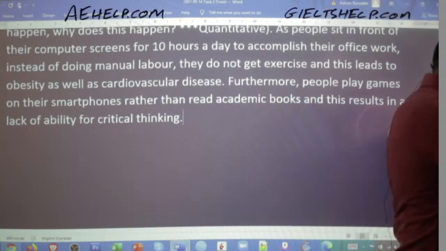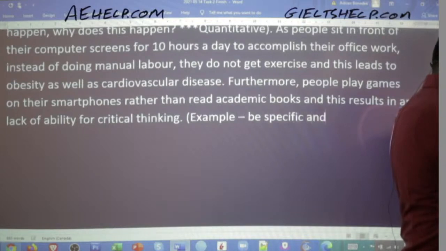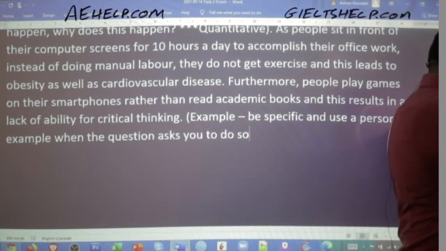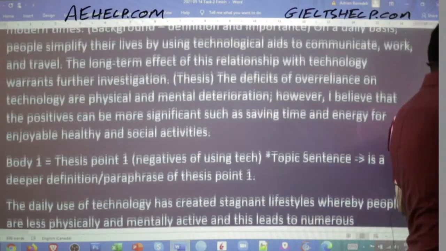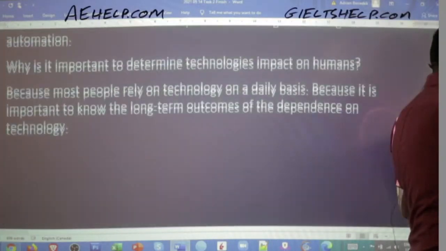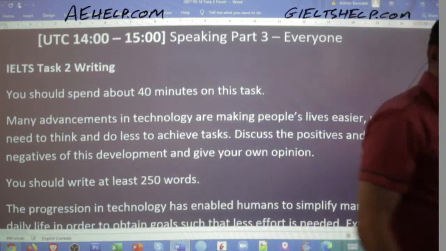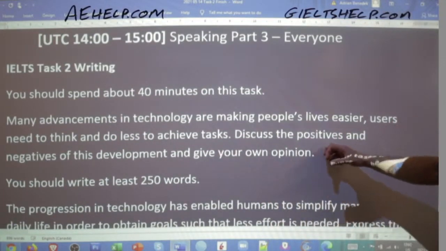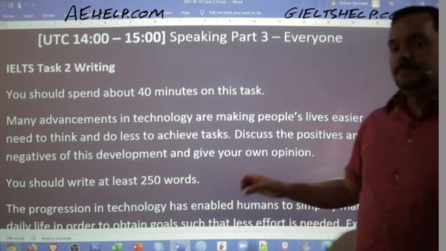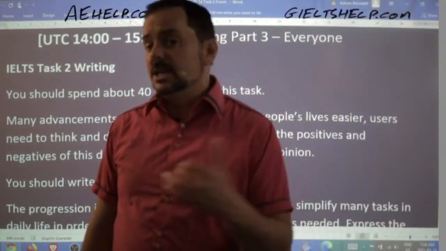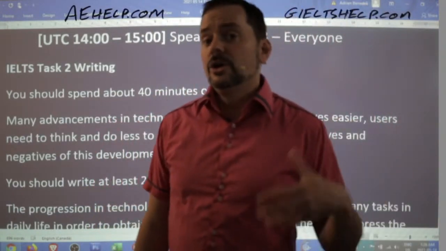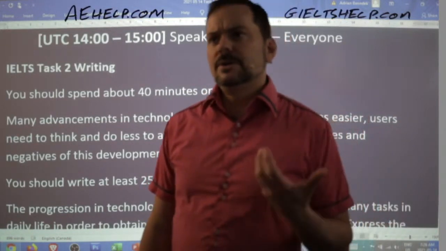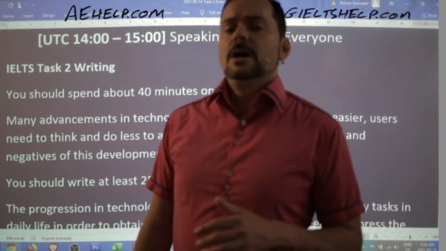Okay, now comes the example. So here, your example should be a personal example, first person, because the question is asking you for your opinion. So when the question says, give your own opinion, it's okay to use the first person voice in each paragraph so that you clearly show the reader your own opinion, okay? Some students don't give their own opinion until the very, very end, the conclusion. It's not a good idea.